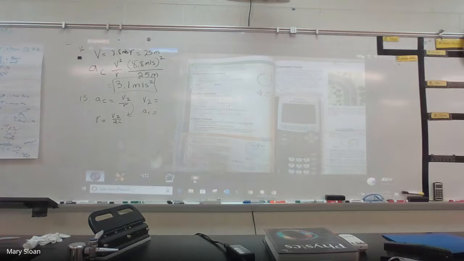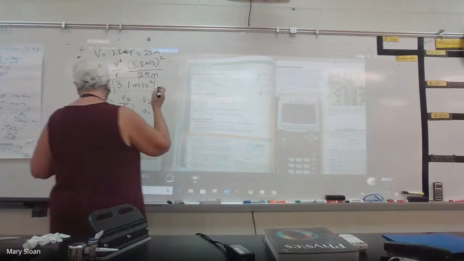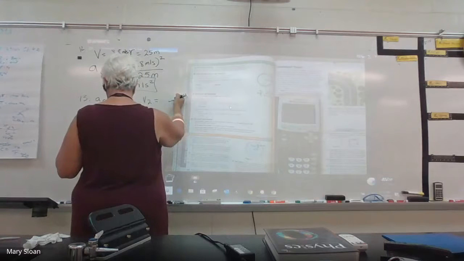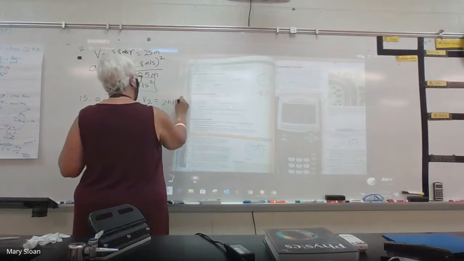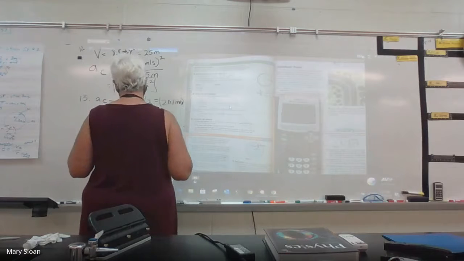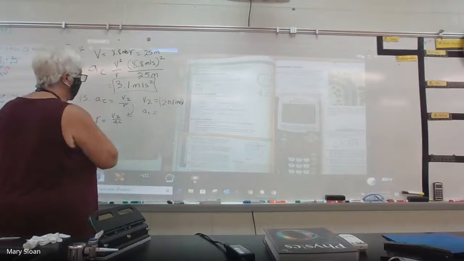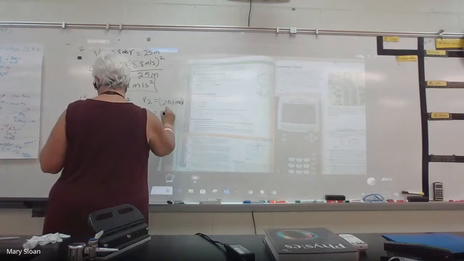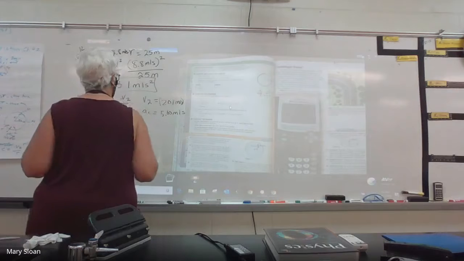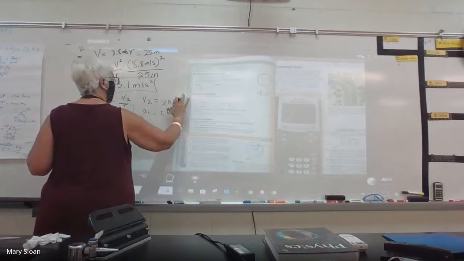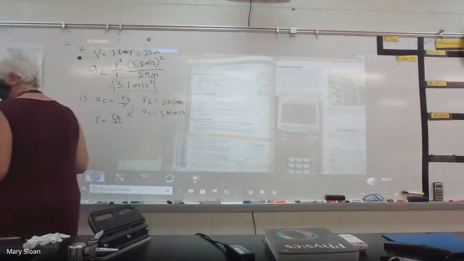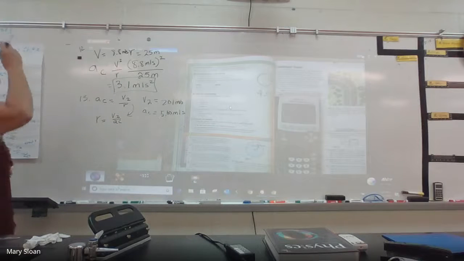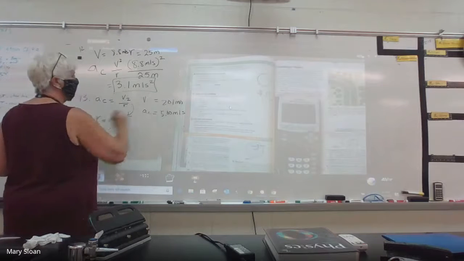It says an airplane travels at 201 meters per second. That's your velocity. Which one is that? V. What number is that? 201 meters per second. And then what's my centripetal acceleration? 5 meters per second squared. Very good. What I just did here is I wrote my velocity by itself. I didn't square it yet.